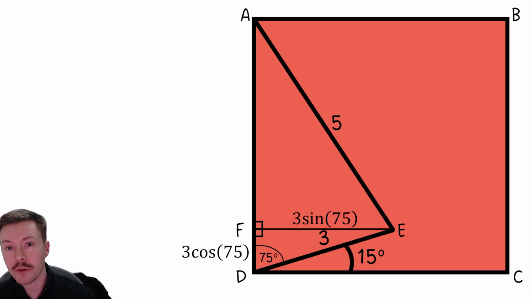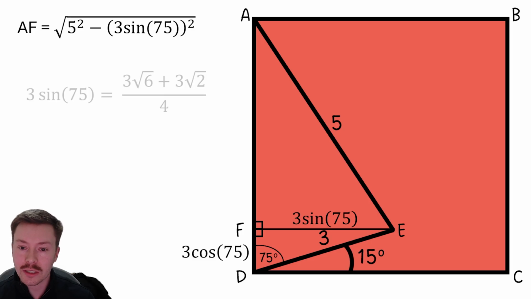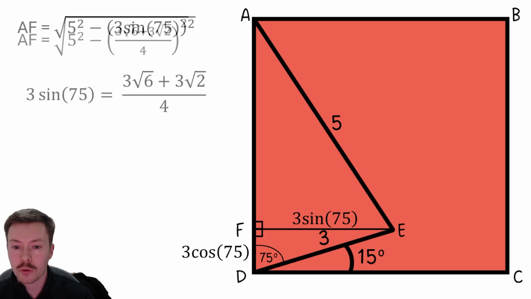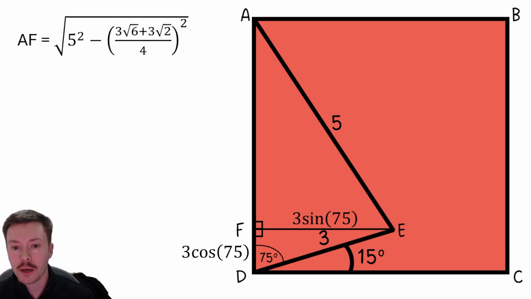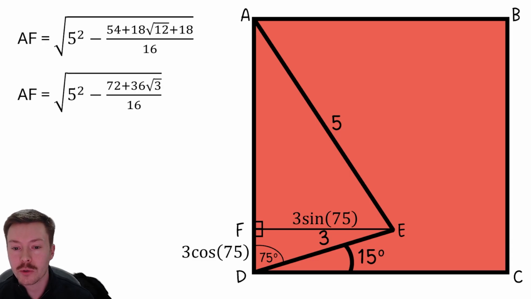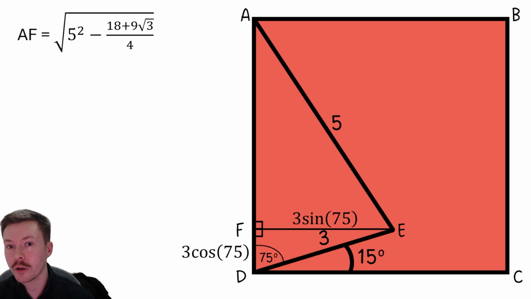From there, I'm going to use Pythagoras to work out the length of A to F. So that's going to be 5 squared, the hypotenuse, subtract from that 3 sine 75 squared, and then square root it. Now, 3 sine 75 is actually 3 root 6 plus 3 root 2 over 4, the exact value. So I'm going to put that into my equation here. Now, I then have to square that. So that gives me this, 54 plus 18 root 12 plus 18 over 16, which simplifies to 72 plus 36 root 3 over 16, which again simplifies to 18 plus 9 root 3 over 4.